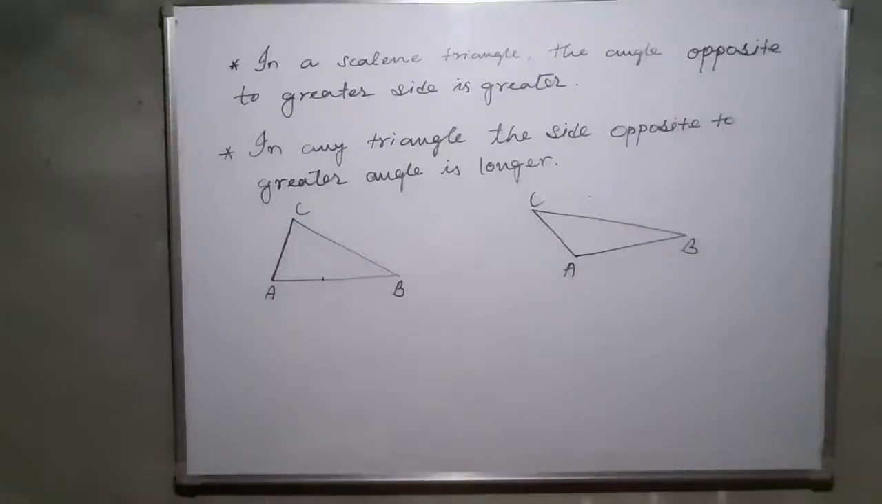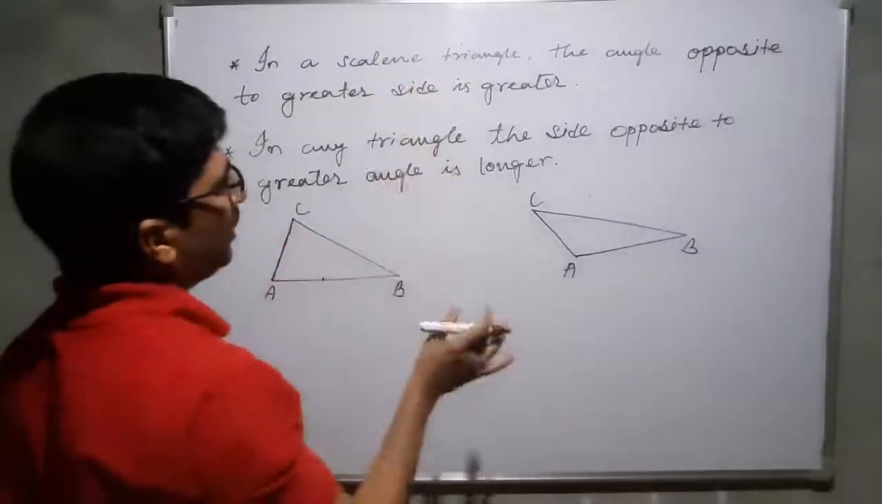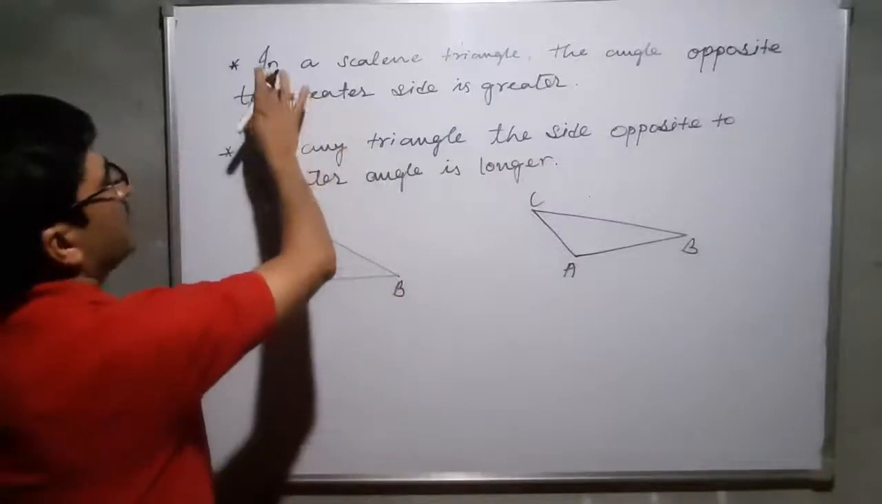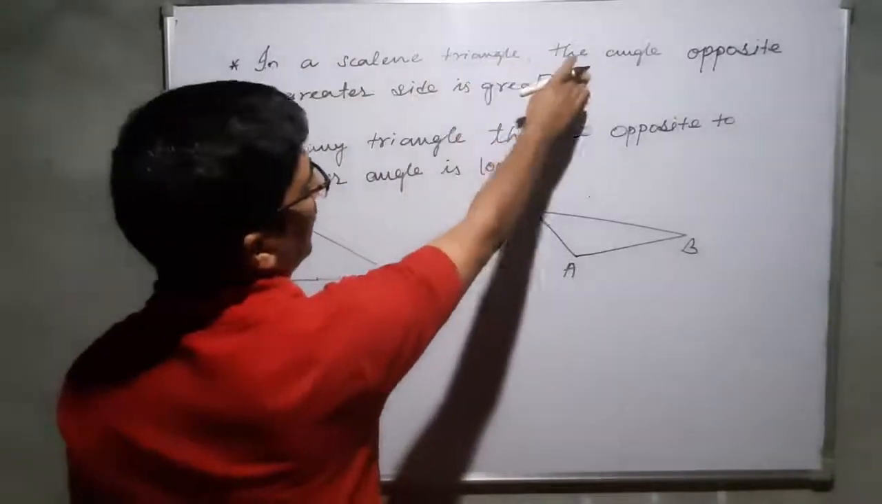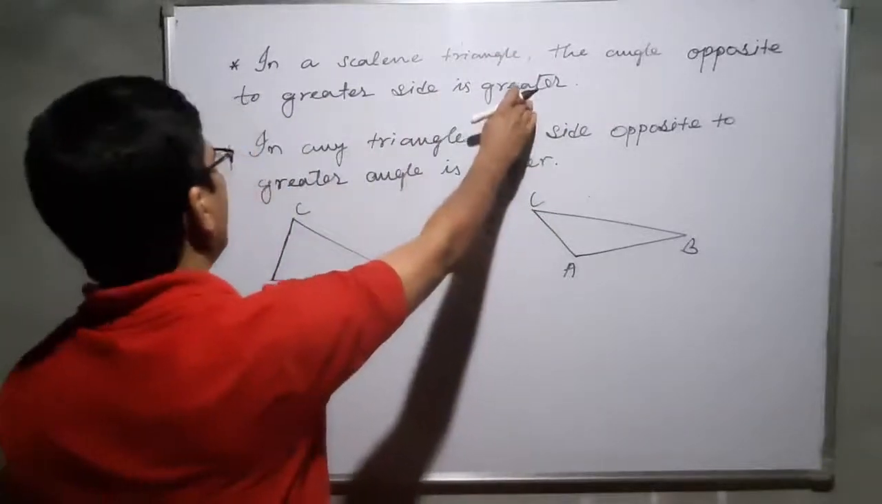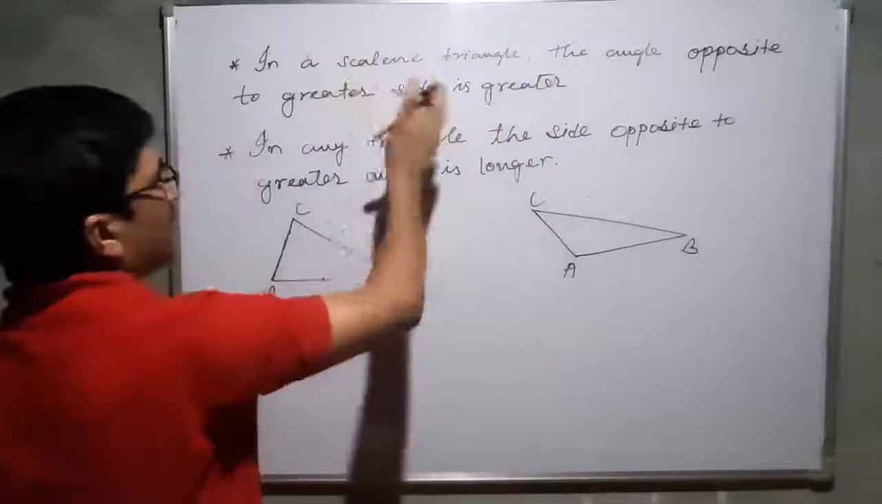Dear friends, here we are going to learn two very important theorems. The two points I've written here. In a scalene triangle, what is a scalene triangle? When no two sides are equal, the sides are of different measures. In a scalene triangle, the angle opposite to the greater side is greater.